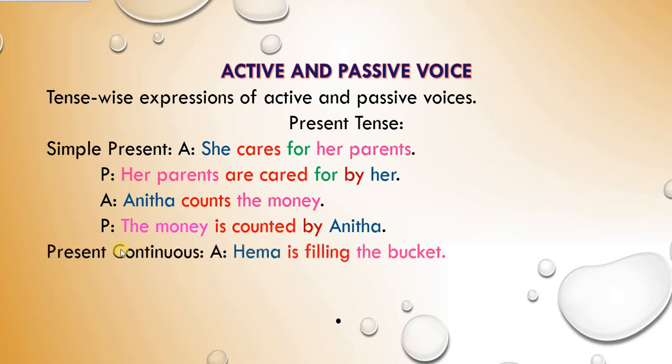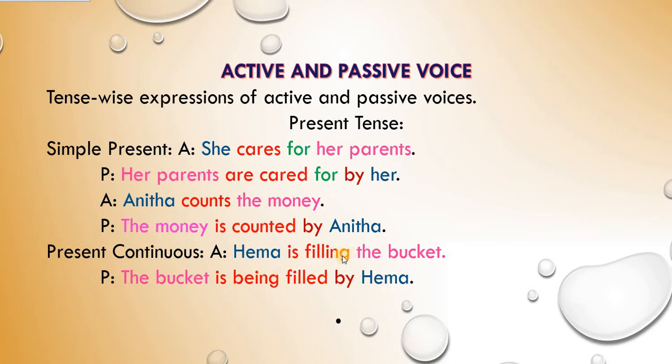Next we will see a present continuous tense sentence. Hema is filling the bucket. Is filling shows that this is a present continuous tense sentence. The passive form becomes the bucket is being filled by Hema. We cannot say the bucket is filled by Hema. When we say the bucket is filled by Hema, this becomes the passive form of a simple present sentence.